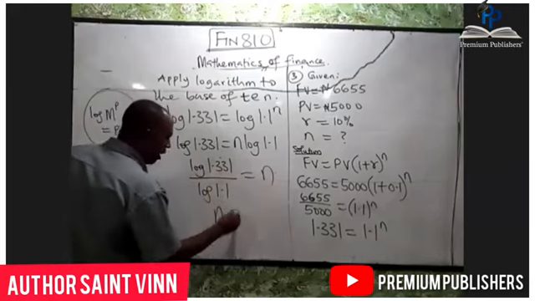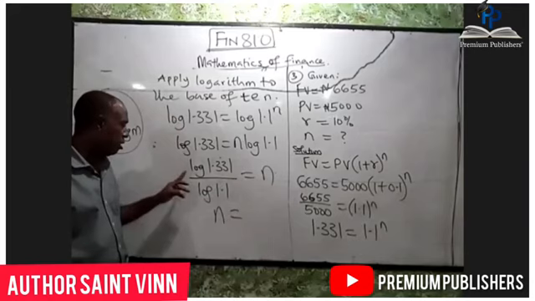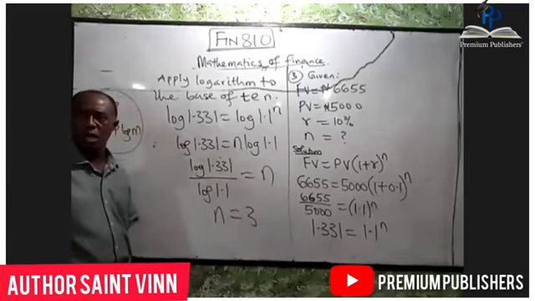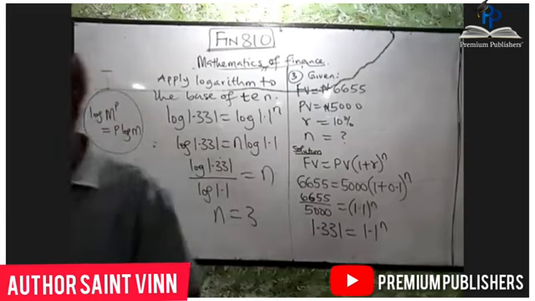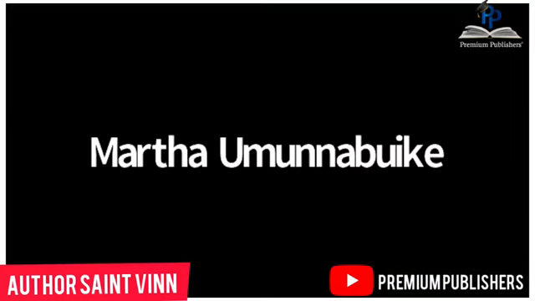So n equals log 1.331 over log 1.1. If your calculator is doing very well, whichever one you're using, this should give us 3. In this examination, just press log 1.331 over log 1.1. You get 3. Okay? So please ask, can we actually leave the answer as 1.331 equals 1.1 to the power n?